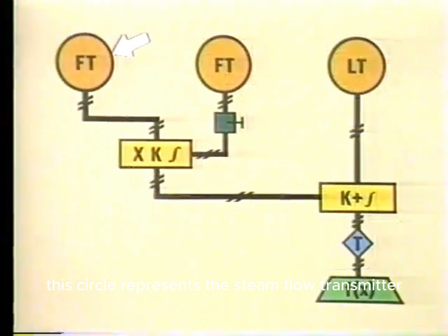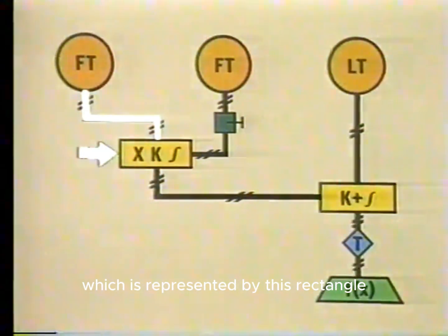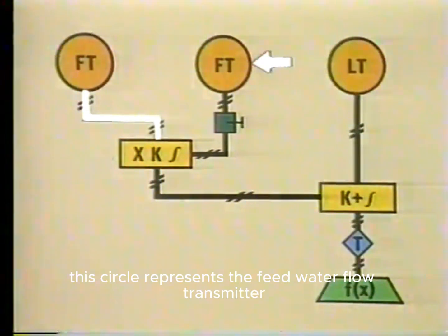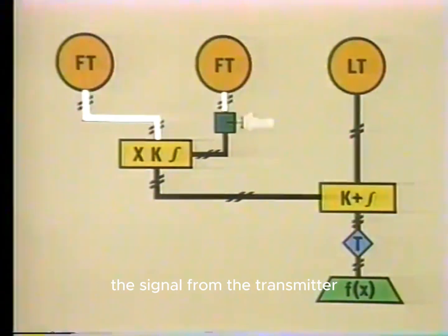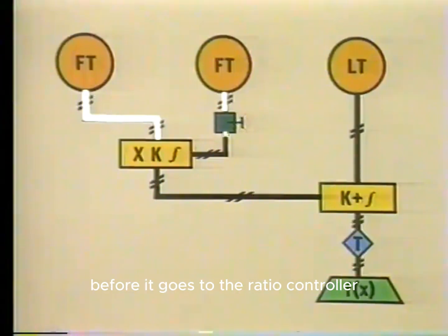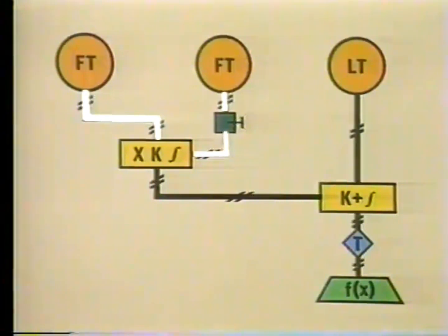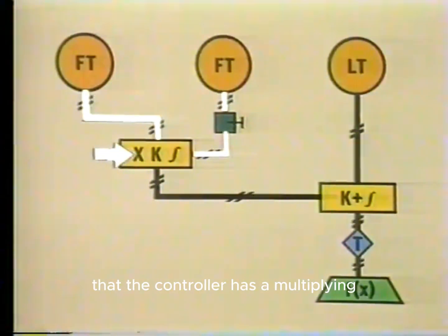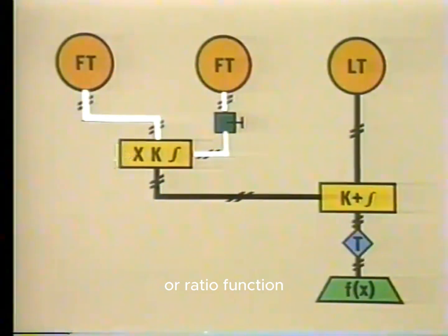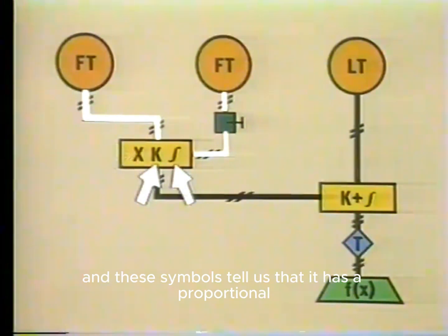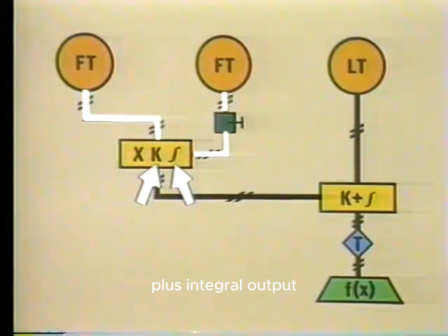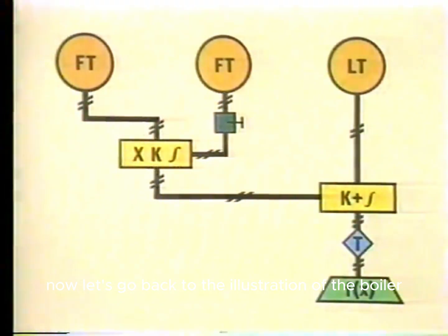This circle represents the steam flow transmitter. It sends a signal to the ratio controller, which is represented by this rectangle. This circle represents the feed water flow transmitter. The signal from the transmitter is delayed by this volume chamber before it goes to the ratio controller. We can tell from this symbol that the controller has a multiplying or ratio function, and these symbols tell us that it has a proportional plus integral output. Now let's go back to the illustration of the boiler and look at the remaining instruments in this control system.